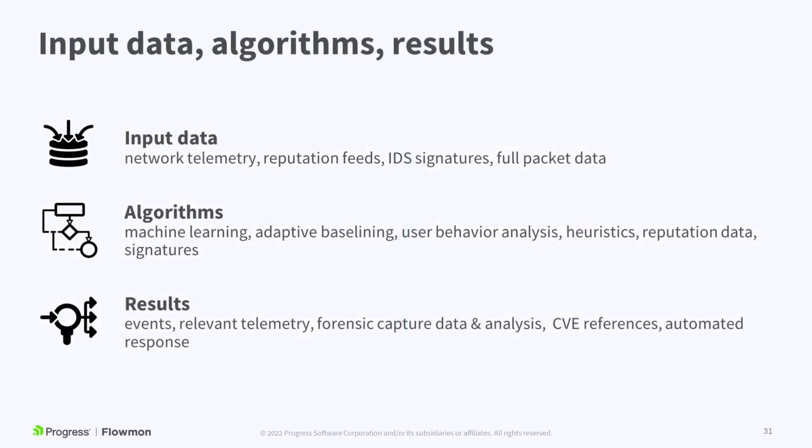So Flowmon leverages key network telemetry, reputation feeds, IDS or intrusion detection signatures, and full packet data as the input data to its information. There are over 200 proprietary algorithms and 40 plus methods that leverage machine learning, adaptive baselining, user behavior analysis, heuristics, reputation data, and signatures to tool security operators in order to make wise decisions. Flowmon is keenly focused on results based on security events, relevant telemetry, as we've discussed, forensic capture data and analysis, CVE references as to well-known threats, and automated responses.